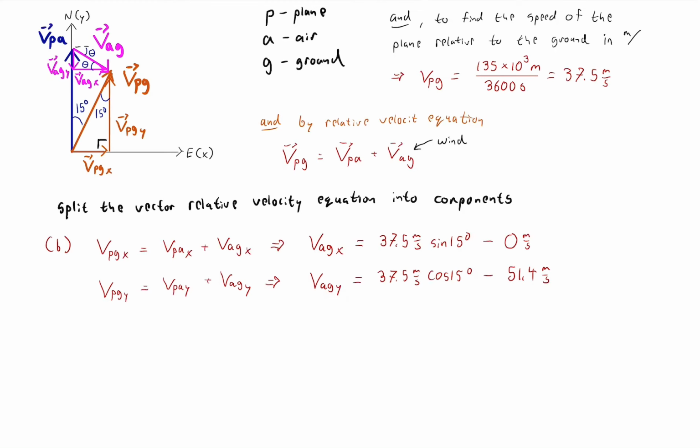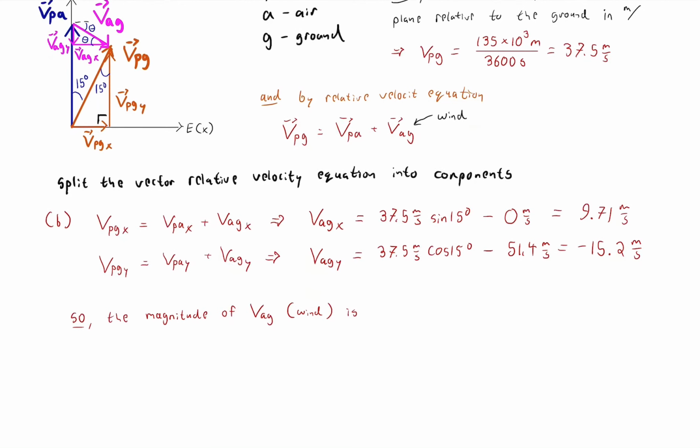I know everything else, right? I know everything about the velocity of the plane relative to the ground, and I know everything about the velocity of the plane relative to the air, but I don't know anything about the wind. So now what I find is that the wind has an x, or east component, of 9.71, and it has a y, or south component, of 15.2. Why south? Because it's negative, it's pointing down, and up is defined as north.